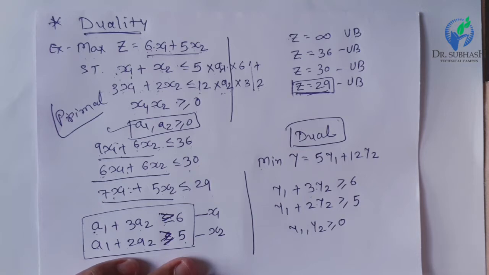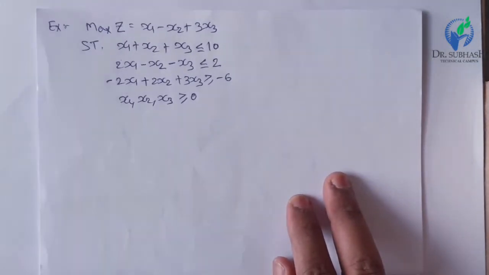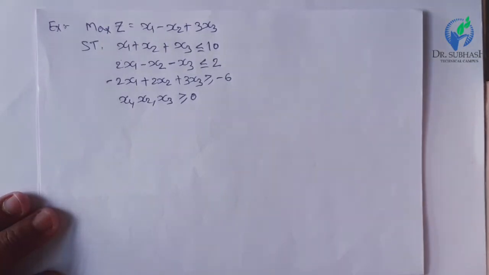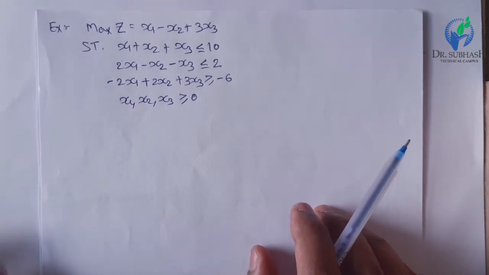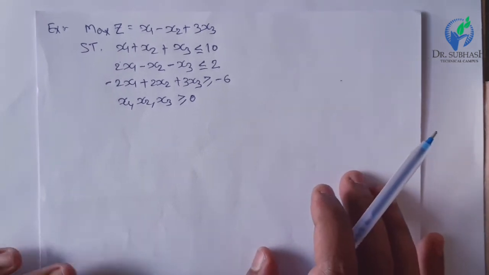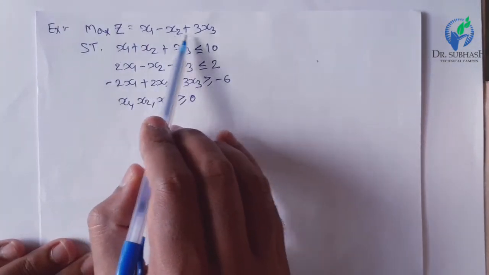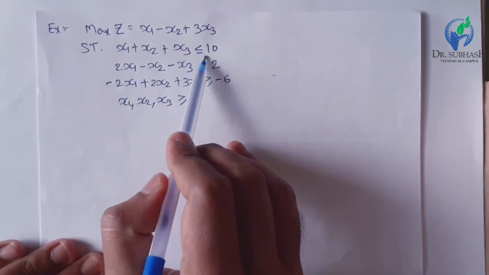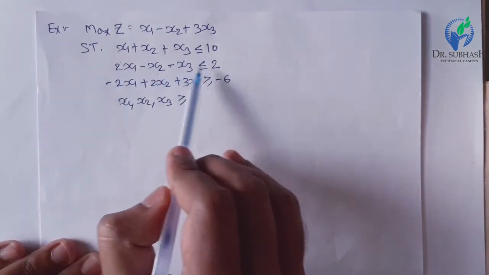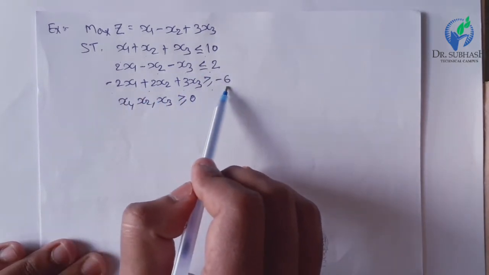Now let us try to understand with the help of another example. Here is an example showing what we should consider and what we have to keep in mind while converting any problem into the dual problem. So here it is given maximization z equal to x1 minus x2 plus 3x3. Three constraints are given: x1 plus x2 plus x3 less than or equal to 10, 2x1 minus x2 minus x3 less than or equal to 2, minus 2x1 plus 2x2 plus 3x3 greater than or equal to minus 6.